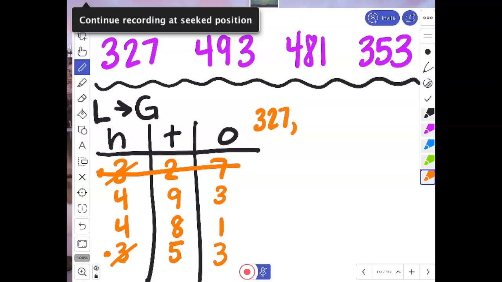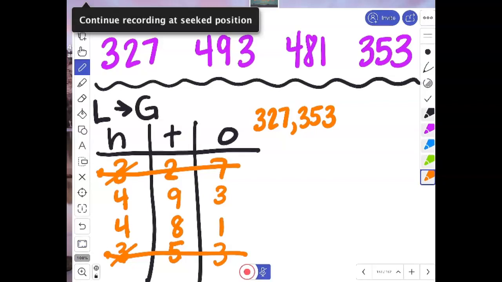Now I'm going to look at the numbers that I have left, 400, 400, 300. So that one's easy because 300 is definitely less than 400 and 400. Cross it off. I'm going to write 353.